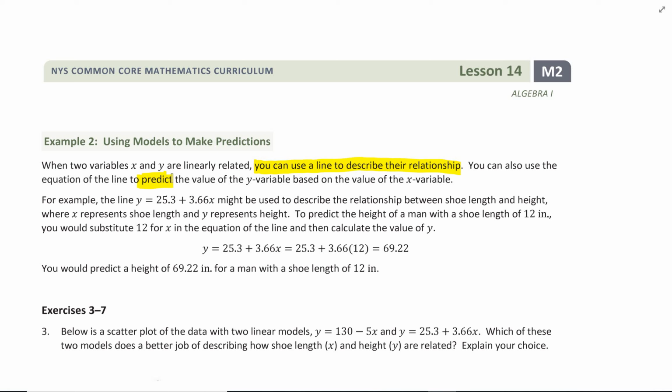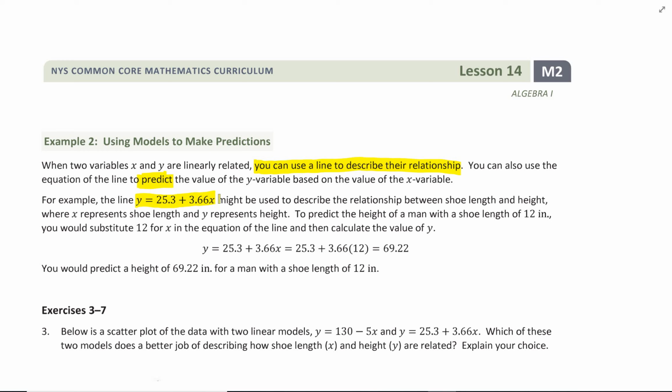So again, if we have an equation that has an x and a y, we can plug numbers in for x, get our y, or we can plug numbers in for our y and get our x. So it says, for example, the line y equals 25.3 plus 3.66x might be used to describe the relationship. If you're wondering where that came from, guys, I'm going to show you later on in this video, but basically, that is the line of best fit. That is the linear regression right there. And how they determined this was by using a calculator, which I will show you soon. Again, that's just not a random line. That is actually what this data is saying.